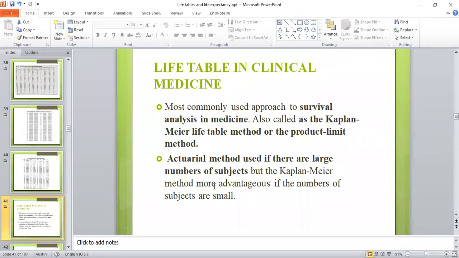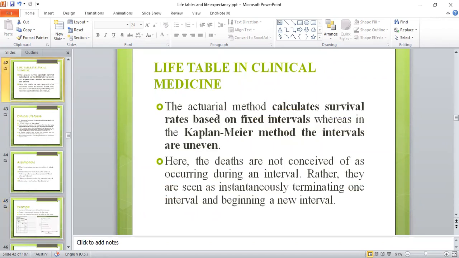Actually, there is some difference in the life table in clinical medicine, which is the most common approach to survival analysis, also called the Kaplan-Meier life table method or product limit method. In the clinical life table, the actuarial method of life table analysis is used if there are a large number of subjects, but the Kaplan-Meier method is advantageous if the number of subjects is small. The actuarial method calculates survival rates based on fixed intervals, whereas the Kaplan-Meier method treats intervals as uneven. Therefore, deaths are not conceived of as occurring during an interval, rather they are seen as instantaneous, terminating one interval and beginning a new interval.